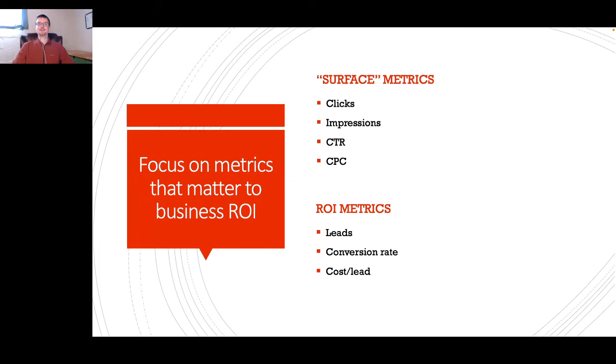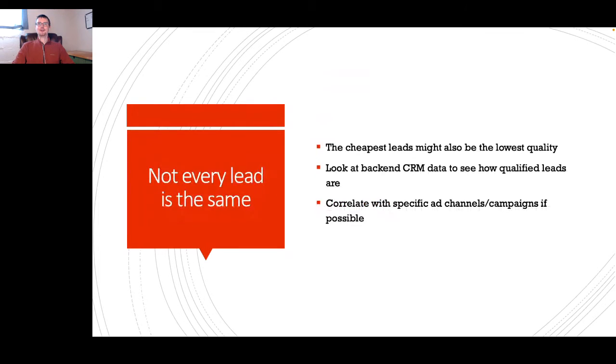That's the percentage of people that actually see your ads and then click it. CPC being how much you're actually paying for a click. But at the end of the day, those do not correlate directly to ROI. So on the bottom, what are those actual ROI metrics? The challenge with these is they take a little more work sometimes to set up and make sure you're tracking and correlating them with campaigns and channels properly. But I would position those as your leads, your conversion rate, and cost per lead. I'll get into a little more detail about those as we go.